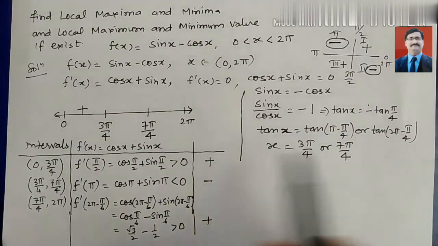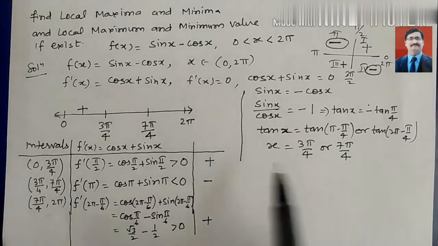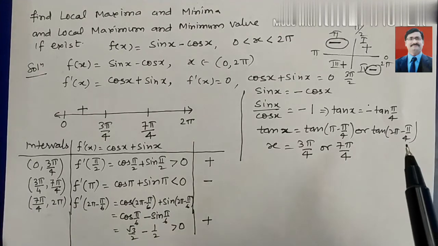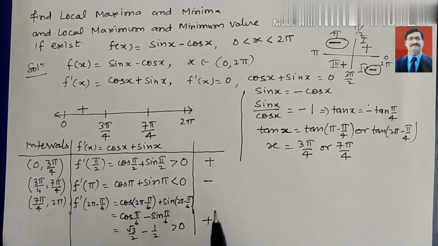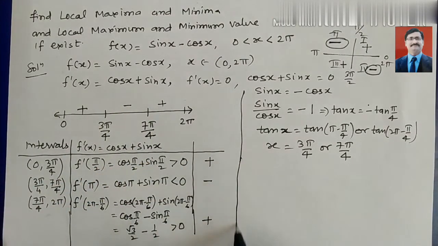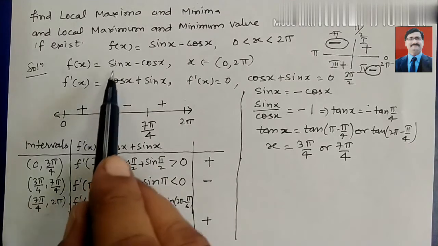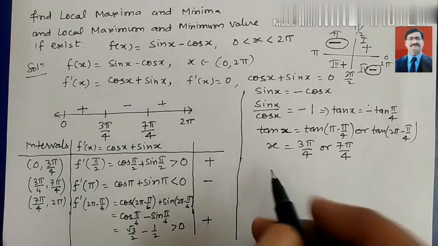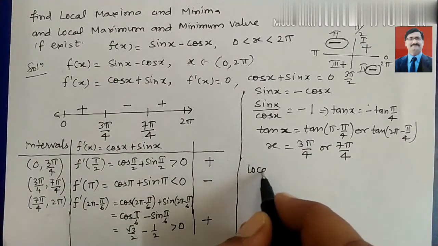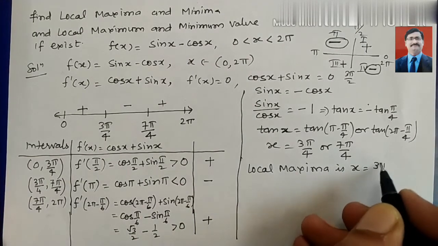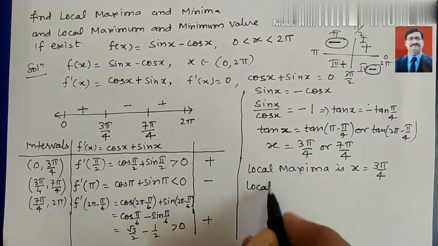Look here, 7 pi by 4 means 2 pi minus pi by 4, that is 360 minus 45 degrees. So subtracting 30 degrees, the point lies between 7 pi by 4 and 2 pi. So we get a plus sign, minus sign and plus sign. Plus means the function is increasing, then the function is decreasing, so this point is a maxima. So we can write the local maxima is at x equal to 3 pi by 4.